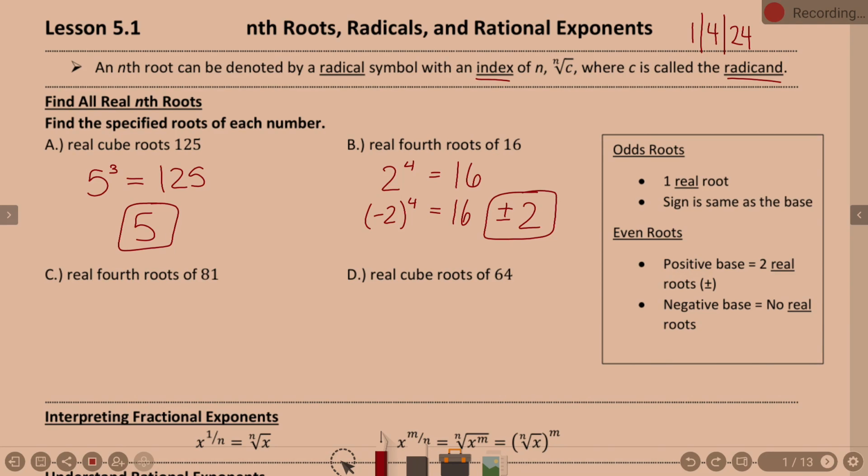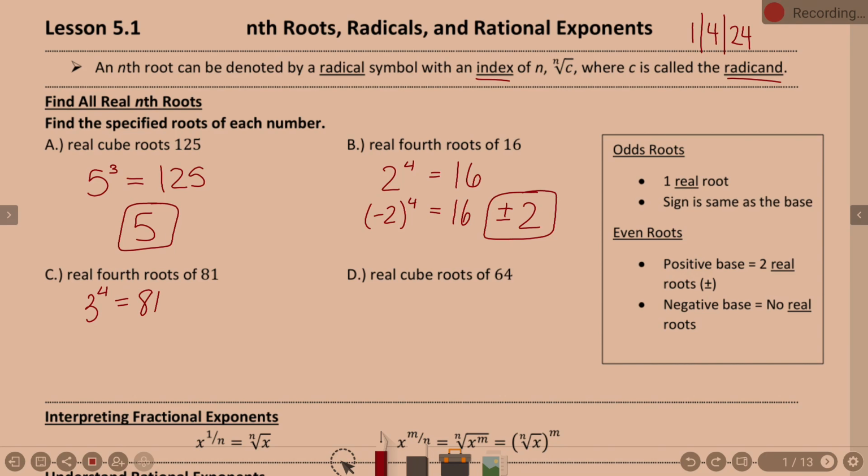Okay, real fourth roots of 81. 3. Is that true? And if I don't have my calculator handy, here's what I'm going to do. I'm going to say 3 times 3 is 9. 3 times 3 is 9. And 9 times 9 is 81, just because my brain works a little bit better that way. Only answer?